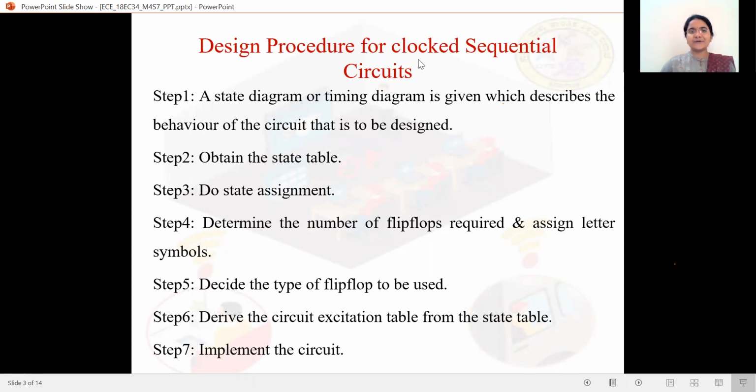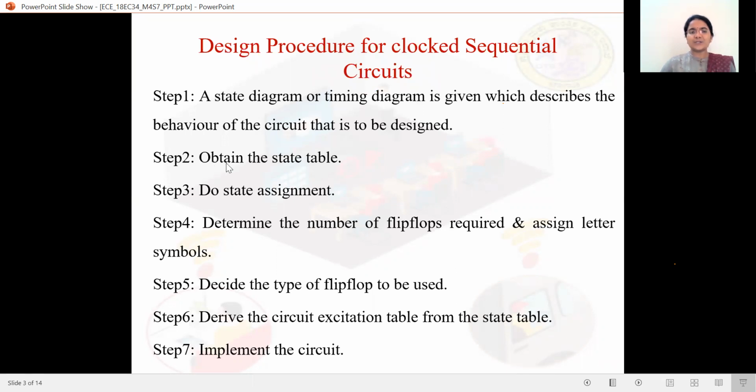The design procedure for clocked sequential circuits. We have 7 steps that we have to follow while designing clocked sequential circuits from the given state diagram. First step is a state diagram or timing diagram is given, which describes the behavior of the circuit that is to be designed. They will give us the state diagram or timing diagram. That timing diagram or state diagram describes the behavior of the circuit that we have to design.